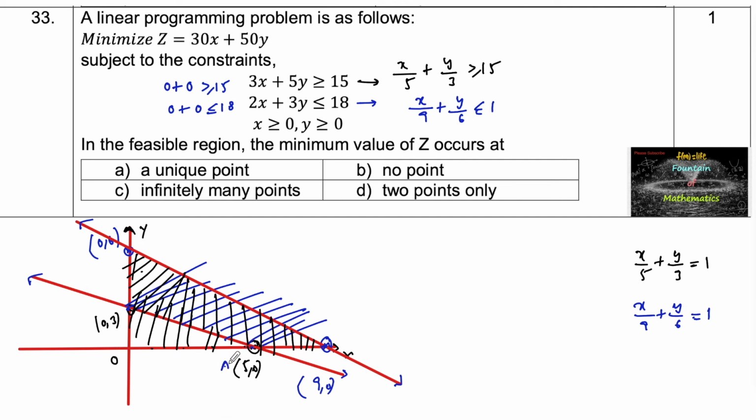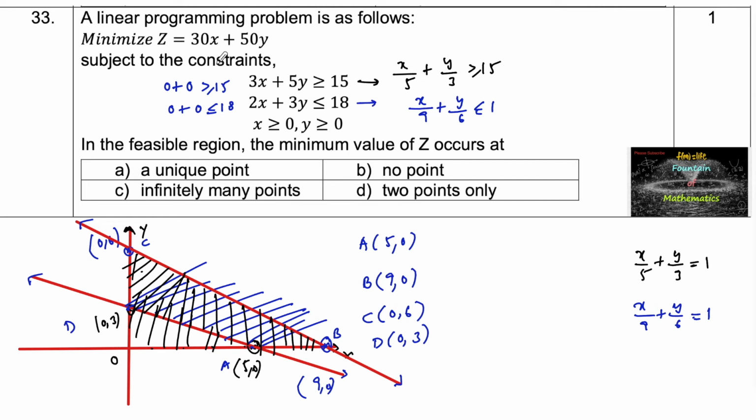Say this is A, (5, 0). Let's take this point as B, (9, 0). Let us consider this point as C, (0, 6), and the point D, (0, 3).